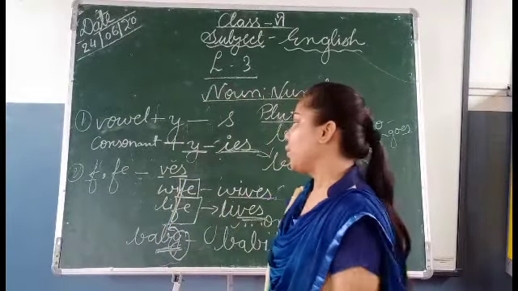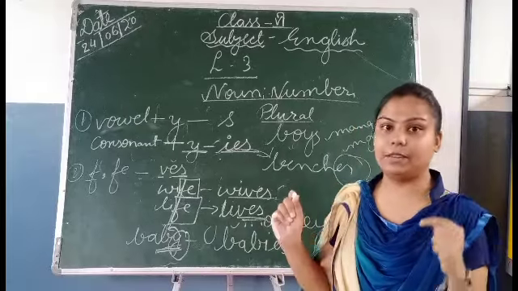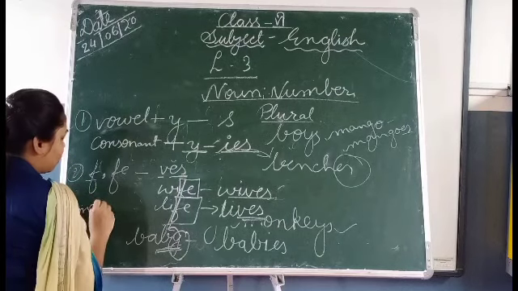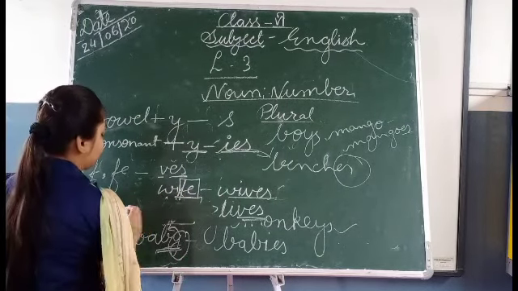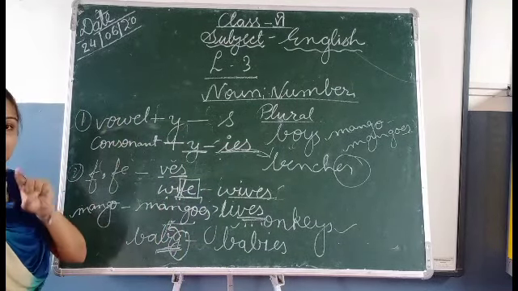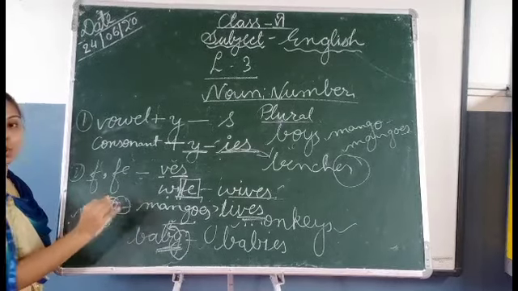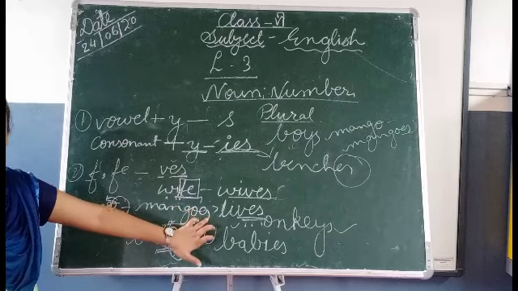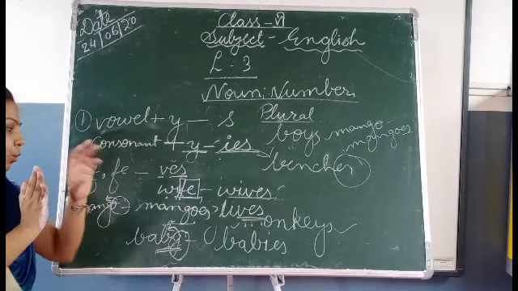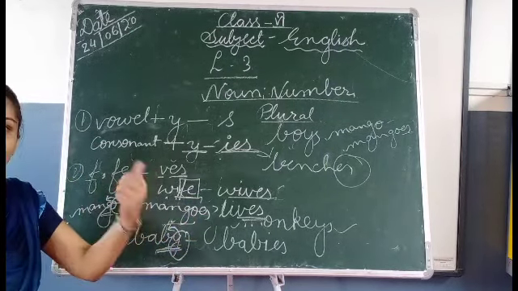Now one more rule we are going to read here, the word ending with O. For example, I have written here mango. Mango, and if I change it to plural, what will I write? Mangoes. In this case also there is the same rule: if the word is ending with O and there is a consonant before it, we will use ES. If there is O at the last and just before O there is any consonant, then we will use ES to change it to plural.